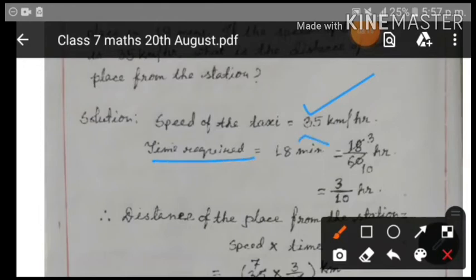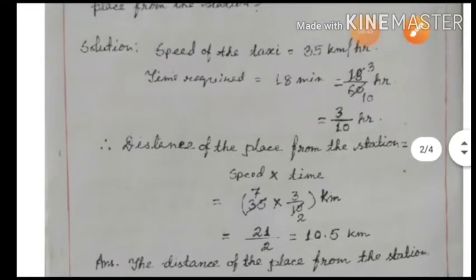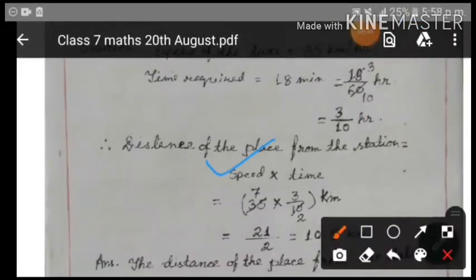Time required is given in minutes. So you need to convert it into hours because the units have to be the same. The speed is given in kilometer per hour, so the time also has to be in hours. Converting minutes into hours means dividing by 60, 18 by 60, so you get 3/10 hours. Therefore the distance of the place from the station is equal to speed into time.